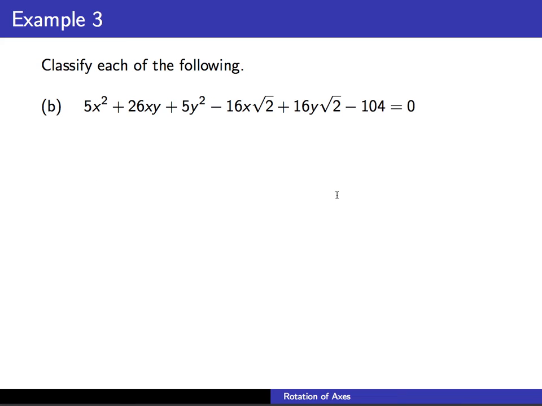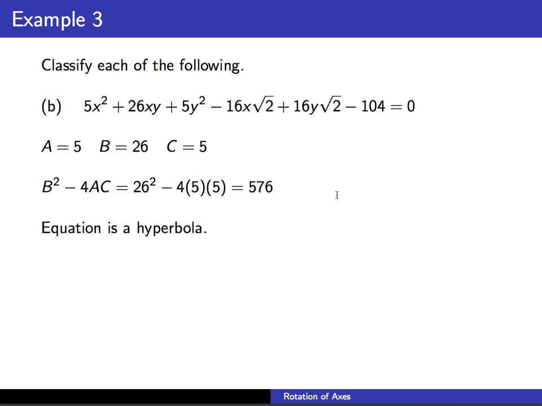For this one, a is 5, b is 26, and c is 5. So b squared minus 4ac gives us a positive number, which represents a hyperbola. If we did not have any graphing calculator available, we could determine this is a hyperbola by calculating b squared minus 4ac and noting that it results in a positive number.